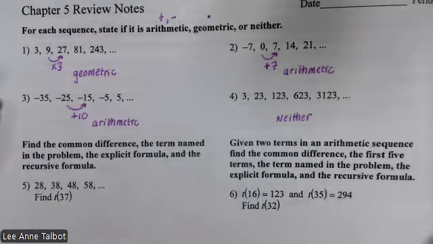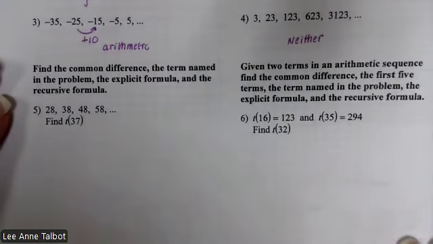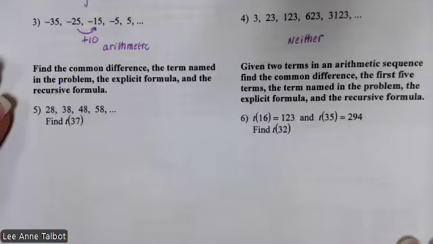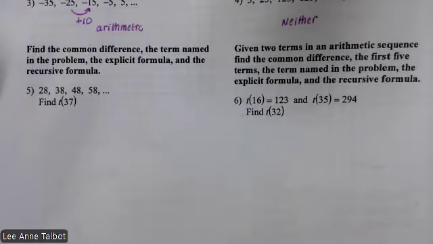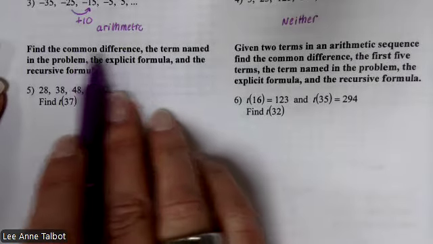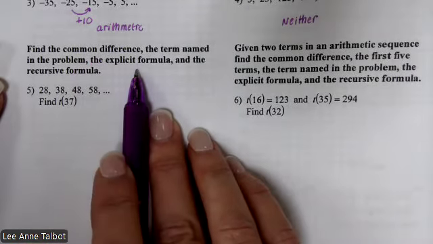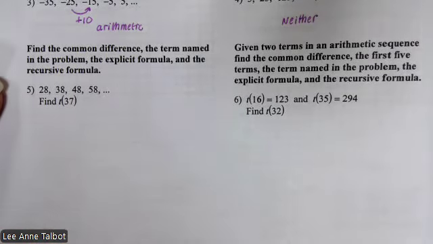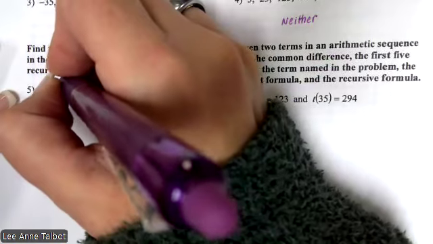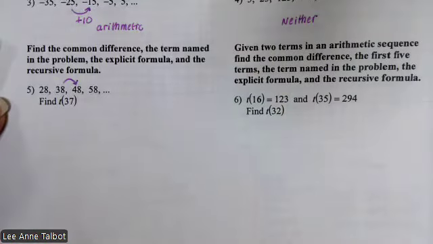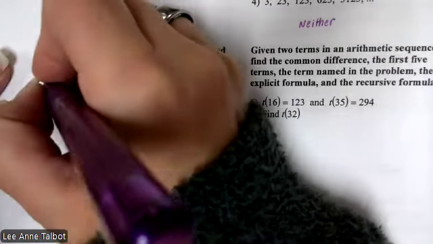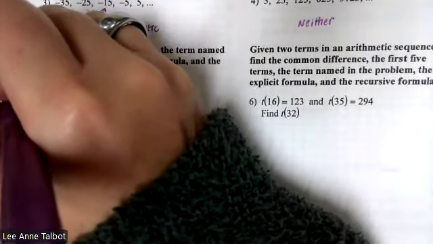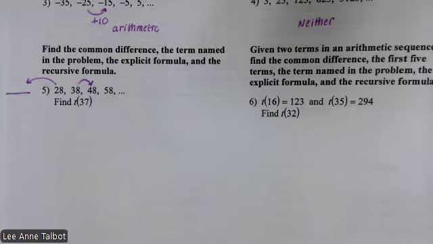Number 5. Find the common difference, the term named in the problem, explicit formula, and the recursive formula. For this, I'm going to do it in a different order. I find the common difference, then I do the explicit because the explicit helps me get the term named in the problem, and then I'll do the recursive last. The first thing I like to do is my arrows. I'm going to do a forward arrow on top, since there's not enough room underneath, and then my backward arrow. That's where I start basically every time.